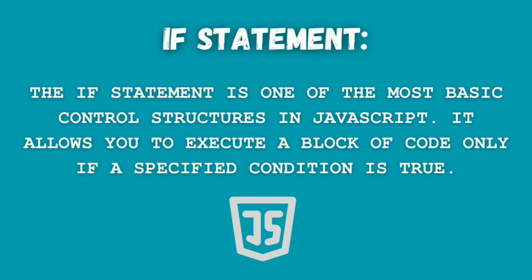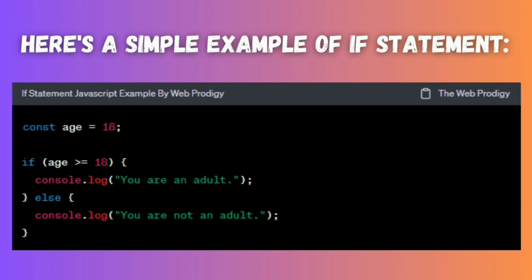Now I'm going to explain it with the help of an example. So here is an example of if statement. As you can see on my screen, here is the JavaScript code that accomplishes this task. We start by defining a variable age with the value 18. Then we use an if statement to check if age is greater than or equal to 18. If the condition is true, the code inside the first block will be executed, which logs "you are an adult". Otherwise, if the condition is false, the code inside the else block will run, logging "you are not an adult".